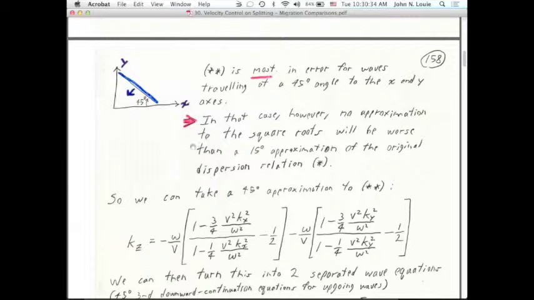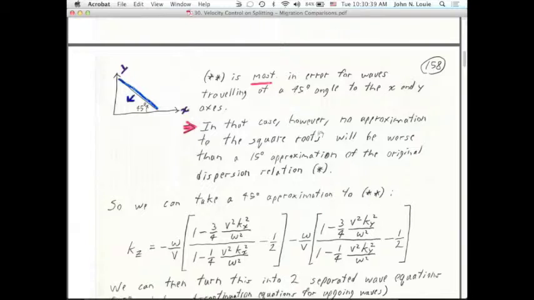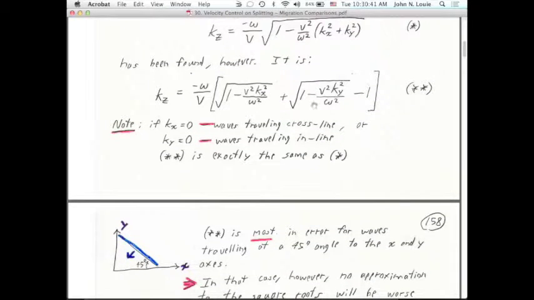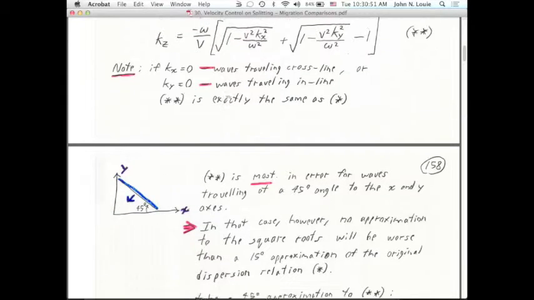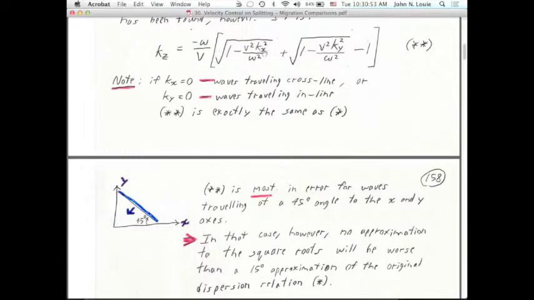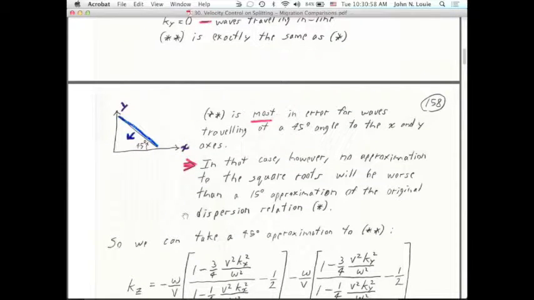Now, what Brown shows is that even in this case, whatever approximation you use for the square roots, none of it is any worse than the 15-degree approximation. So here's what you get according to Dave Brown. You use his split dispersion relation. Okay. And then you develop whatever 2D migration codes you want. Well, and of course, you've already got lots of 2D migration codes, all right?